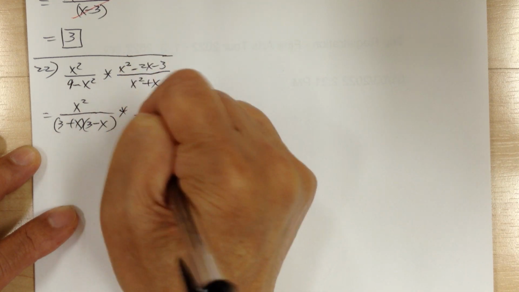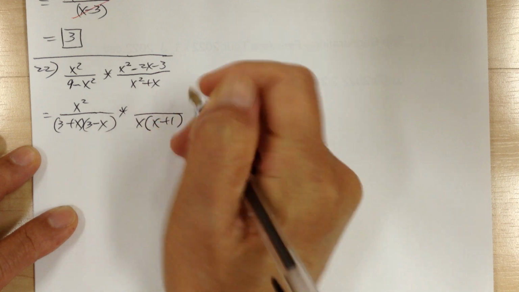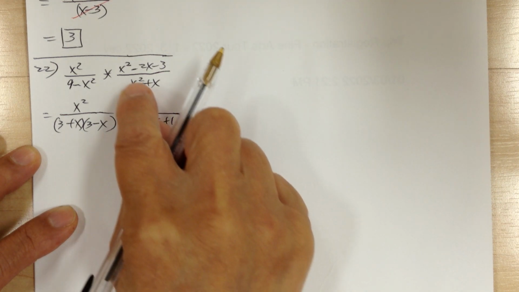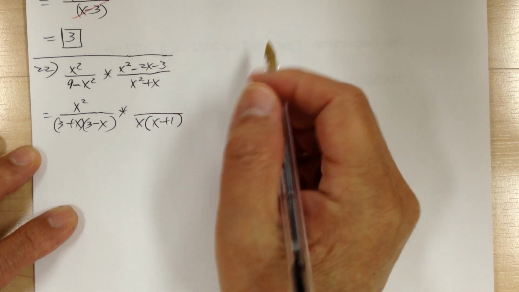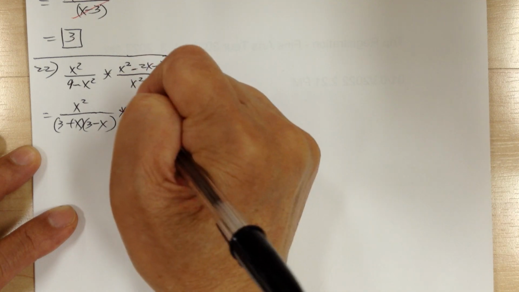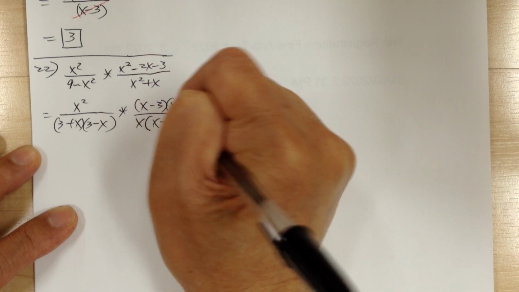Okay, this one you can factor out the x, so it becomes x plus 1. You can do a quick check, right? X times x gives you x squared. X times 1 gives you x. Then you have to factor the top, so it'd be x minus 3, x plus 1.